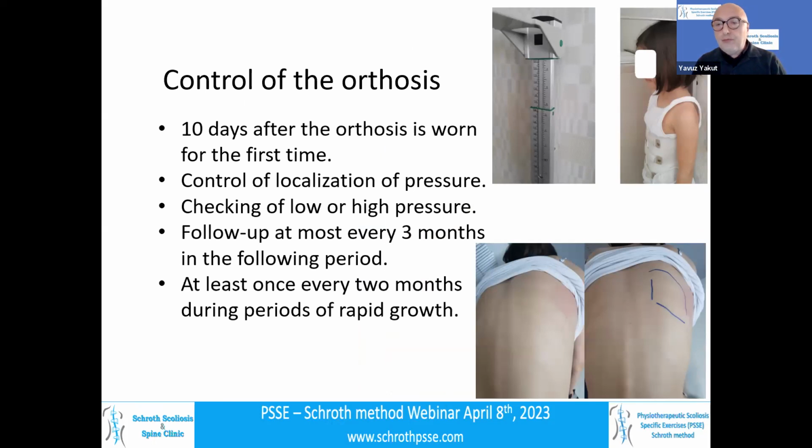In my opinion, for control or checking of the orthosis, firstly, 10 days after the orthosis is started, then control of localization of pressure, especially whether it is in the true place, and checking for low and high pressure. And the other situation is follow-up. I prefer a 3-month follow-up period, especially in the rapid growth period. And I decrease the interval to 2 months, especially in September. I mean, the end of summertime is very important for checking the orthosis because rapid growth generally starts at the end of summertime. So all through September, I call my patients just to control the orthosis.